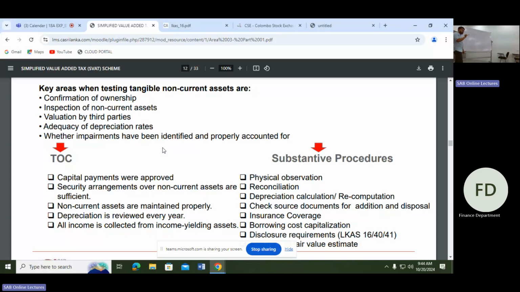An example. Right? So if you have done TOC, based on the results you can reduce your substantive procedures.